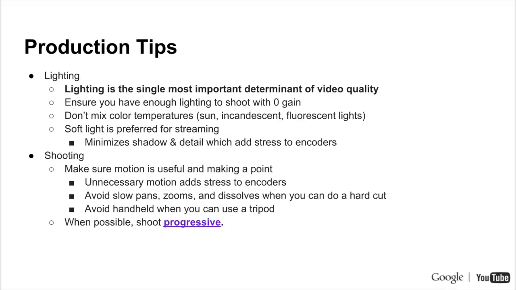When it comes to video, lighting really is the single most important determinant of quality, no matter what you're creating. Ensure that you have enough lighting to shoot with zero gain on your camera. Don't mix color temperatures, as we said, and soft light really is easier on encoders if you can help it.